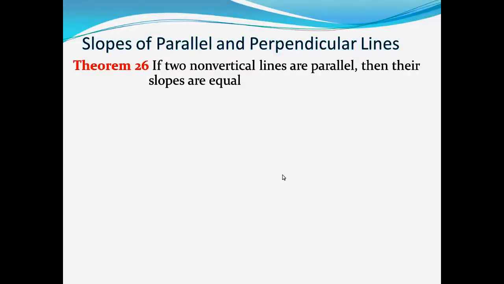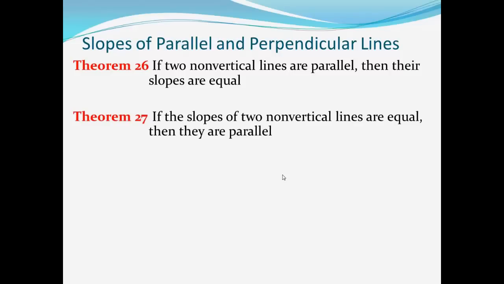Okay, if two non-vertical, you're going to see that a lot, non-vertical. Make sure you know that. It's got to be non-vertical. Lines are parallel, then their slopes are equal. Which makes sense because they're never going to cross. So if the two lines have the same slope, they're never going to cross. They're parallel.